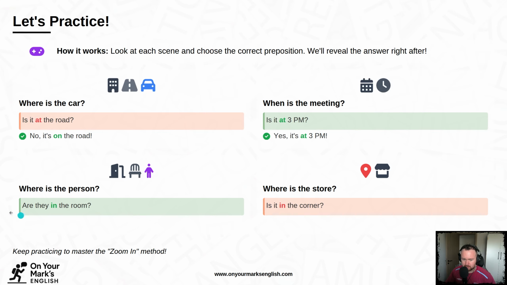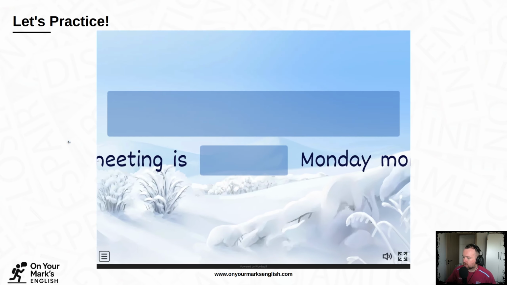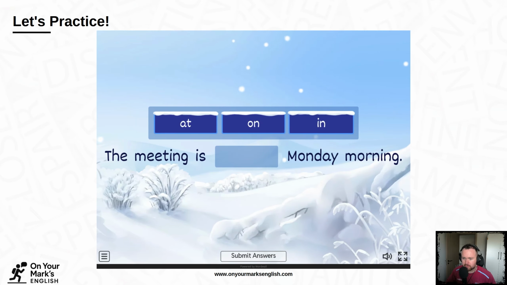Where is the person? Are they in the room? Yes, they're in the room. And final one, where is the store? Is it in the corner? No, it's on the corner. Very good. The car is on the road. It's at 3 p.m. They're in the room. It's on the corner. Okay, now we're going to play a game to practice what you have just learned.